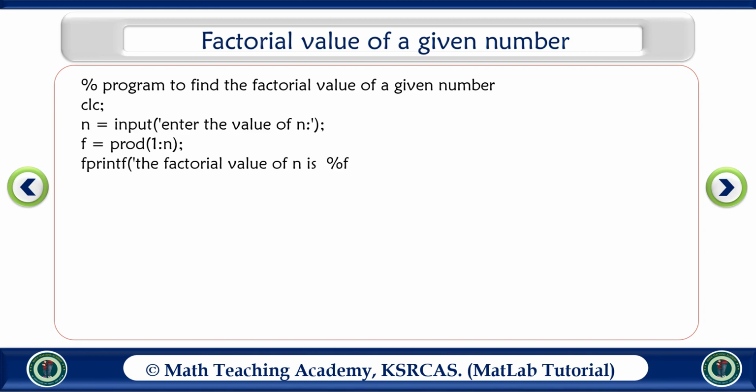And then fprintf, the factorial value of n is percentage f comma f. So this printf command displays the result, the factorial value of n is, on the screen.